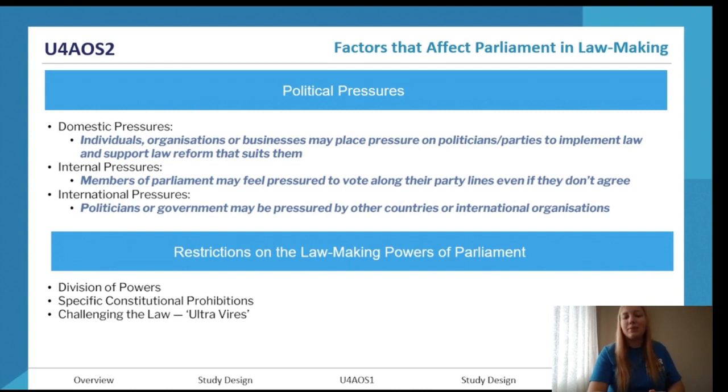So people, with standing, being able to, or even a state, challenge a law of the Commonwealth, and the High Court can declare it invalid or beyond the powers of the Commonwealth Parliament.